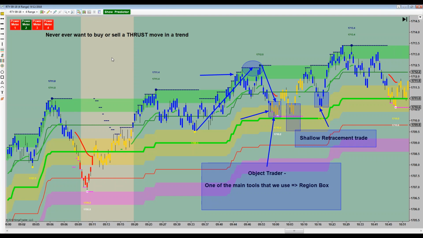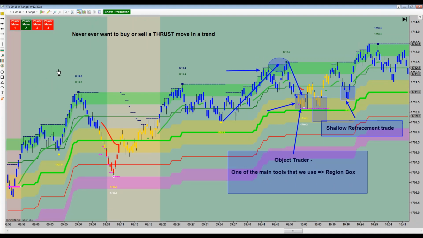Now, I'm going to ask a different question. Is this trade down here a long trade or a short trade? Type in L if you think it's a long trade. Type S if it's a short trade.